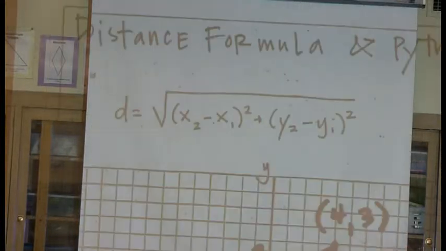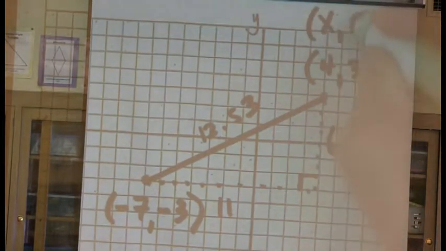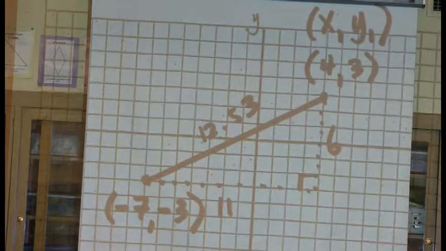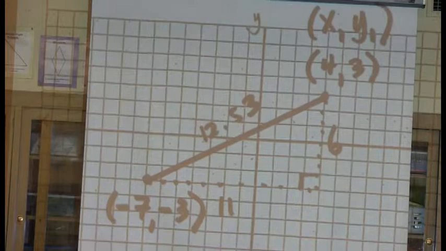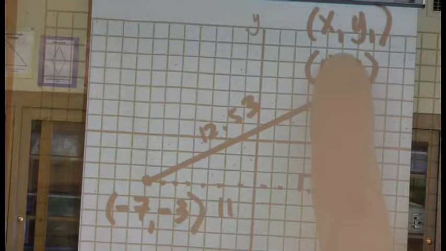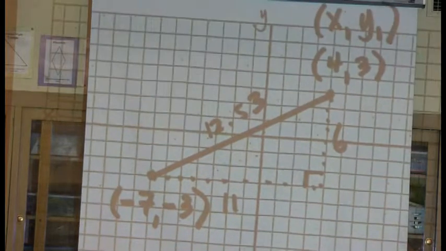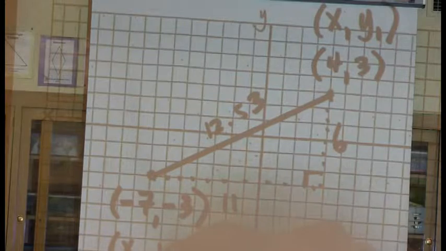So, this point here, 4, 3, right above it, we are going to call it x1, y1, because that was the point that we named first. So right above that 4, 3 here, I wrote x1, y1. So I'm naming it to put it properly into that formula. And so that means the -7, -3 is going to be x2, y2.